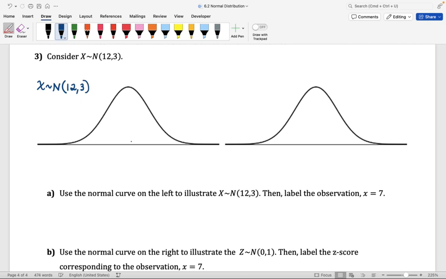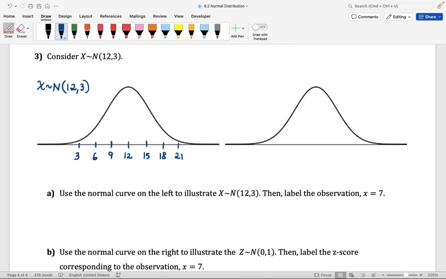At the center, we're going to have the mean, which is 12. To the right, we have the first standard deviation being 15, the second standard deviation being 18, and the third standard deviation being 21. On the left, we have the first standard deviation being 9, second standard deviation is 6, and the third standard deviation is 3.